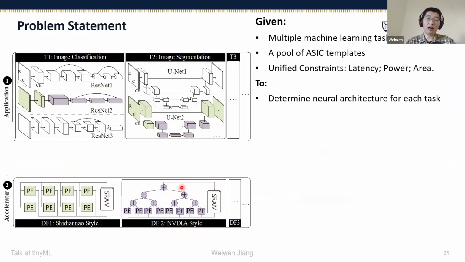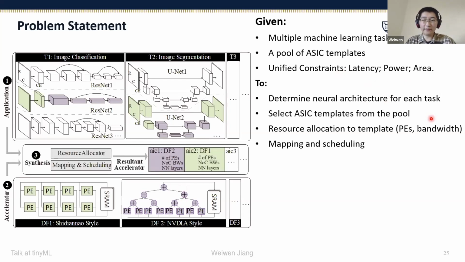Therefore, the problem is defined in the slides, and this year, we are the first to propose the co-exploration of neural architecture and heterogeneous ASIC accelerators. The problem is described here. We are given multiple machine learning tasks and a pool of ASIC templates. We were also given constraints on the latency, power, and error. And we are going to determine the neural architecture for each task via the neural architecture search approach.